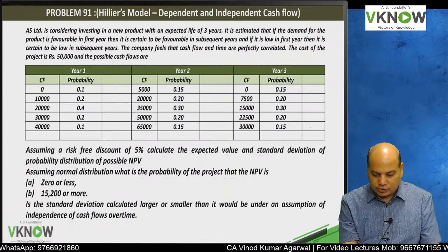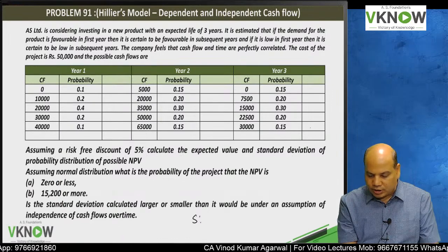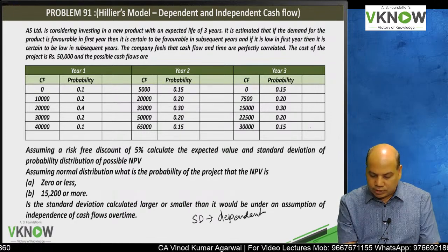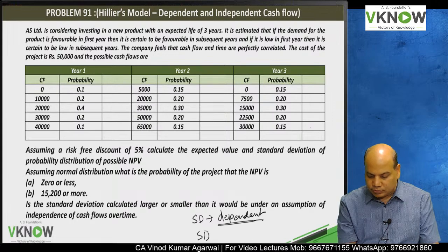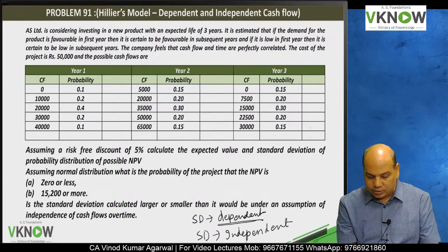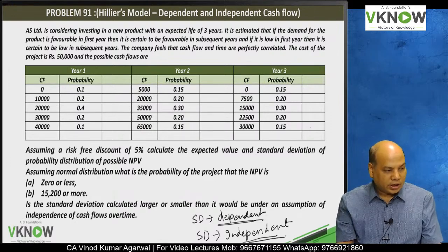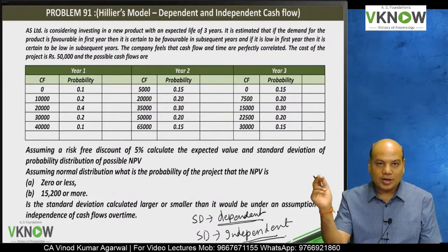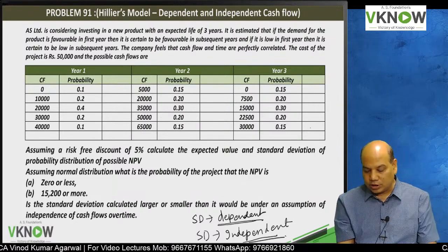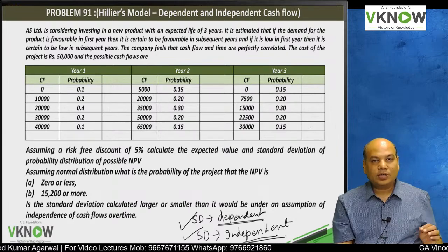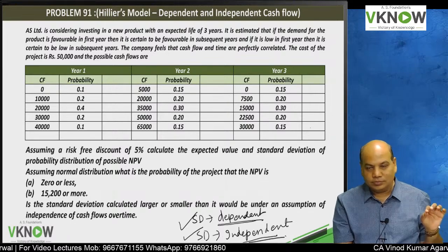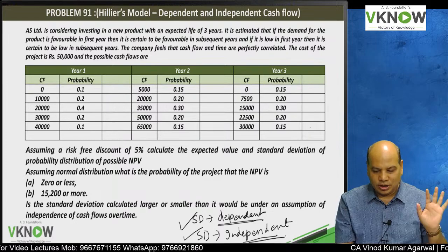The meaning of this question is, we are going to compute standard deviation by assuming dependent cash flow. Whether this standard deviation is higher or lower if you would have calculated by assuming independent cash flow? Same problem, again solve by assuming independent cash flow, and then you will be able to compare whether standard deviation is higher when cash flows are dependent or when cash flows are independent.